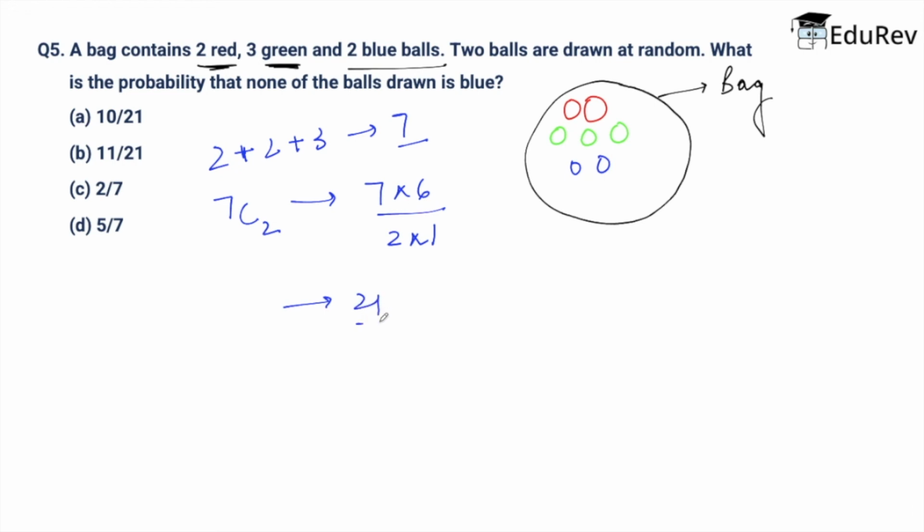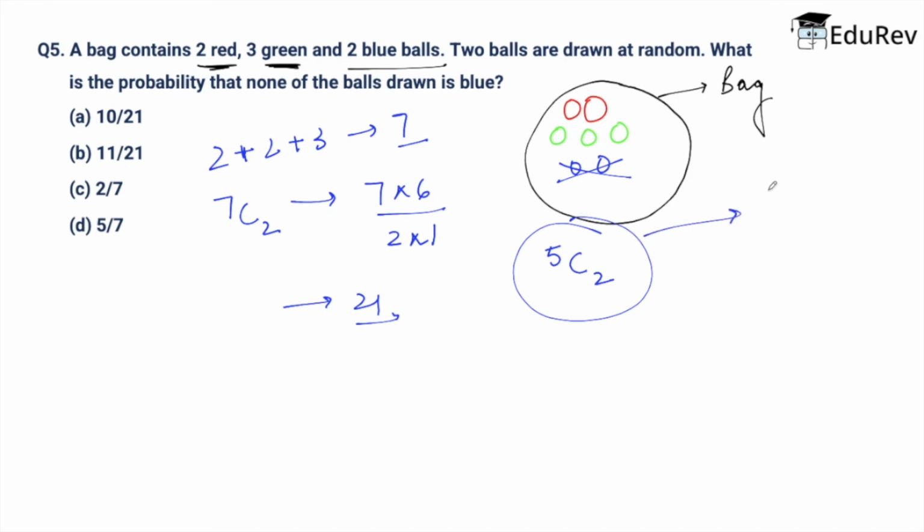So that has to be 21. But we need to choose 2 balls out of 5 balls in particular, because we are not including the blue ones. So the number of ways of doing this is 5C2, correct? Because we need 2 balls out of 5 balls. Why 5 balls? Because we have excluded the blue balls from the total number of balls. So it has to be 5C2.